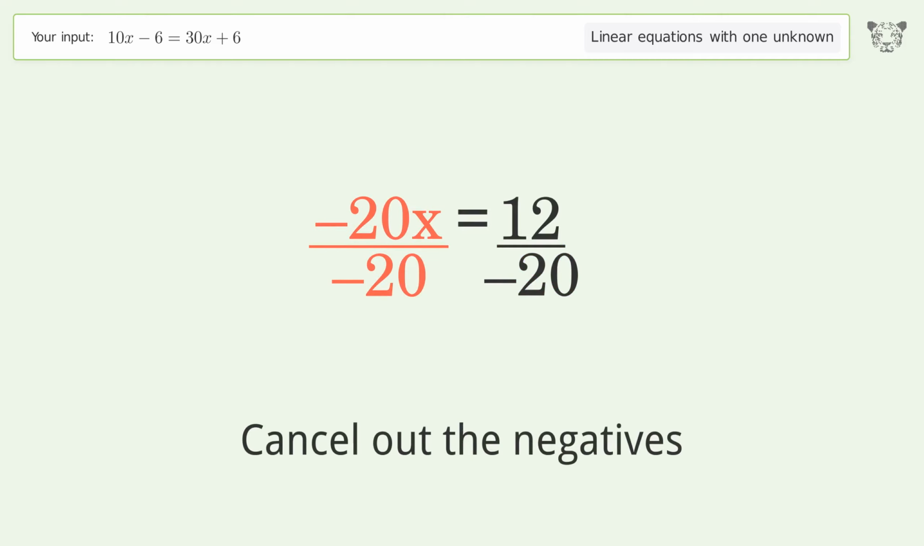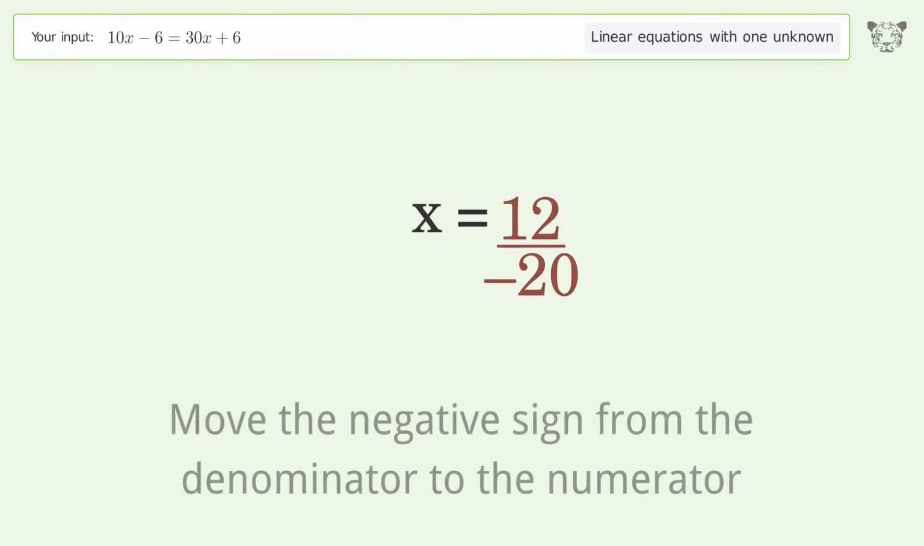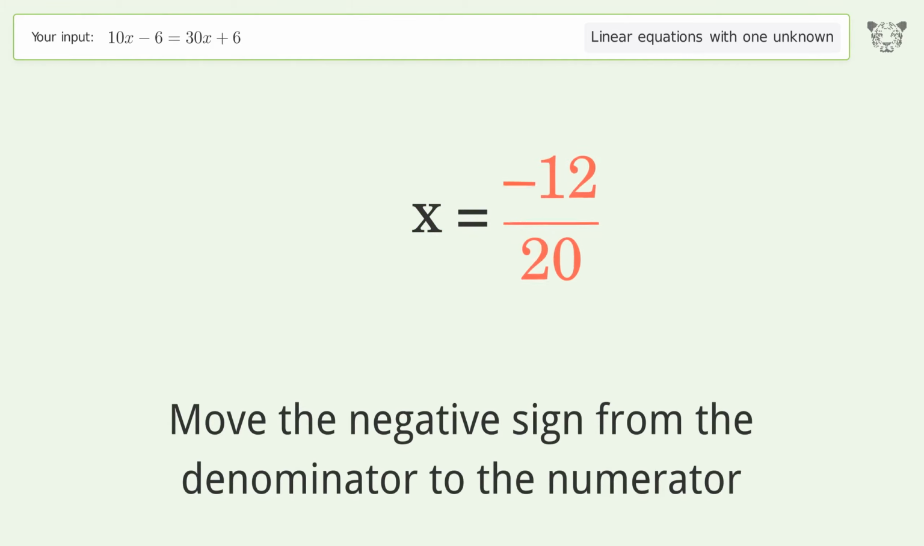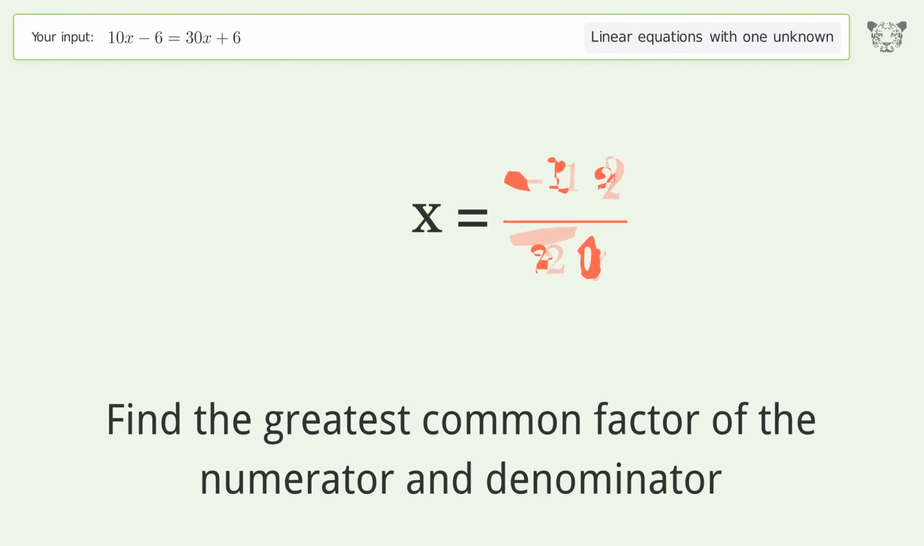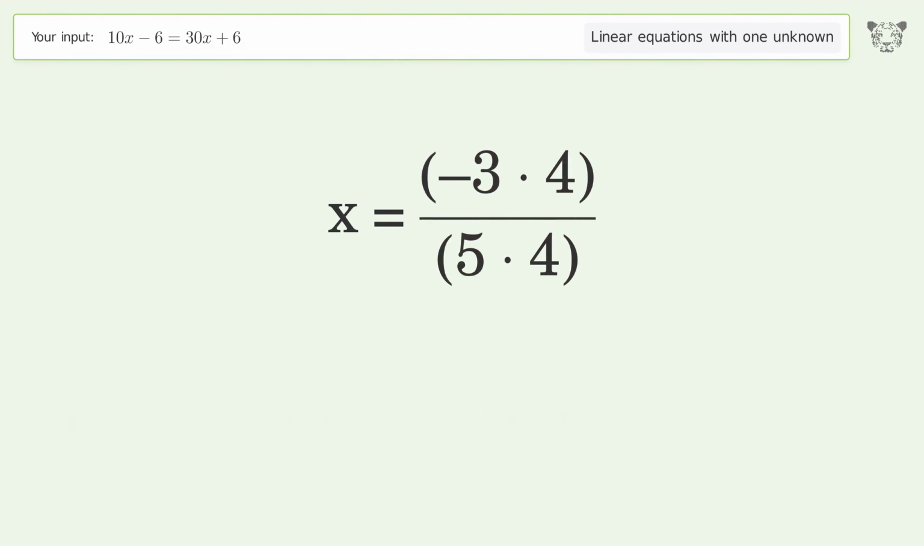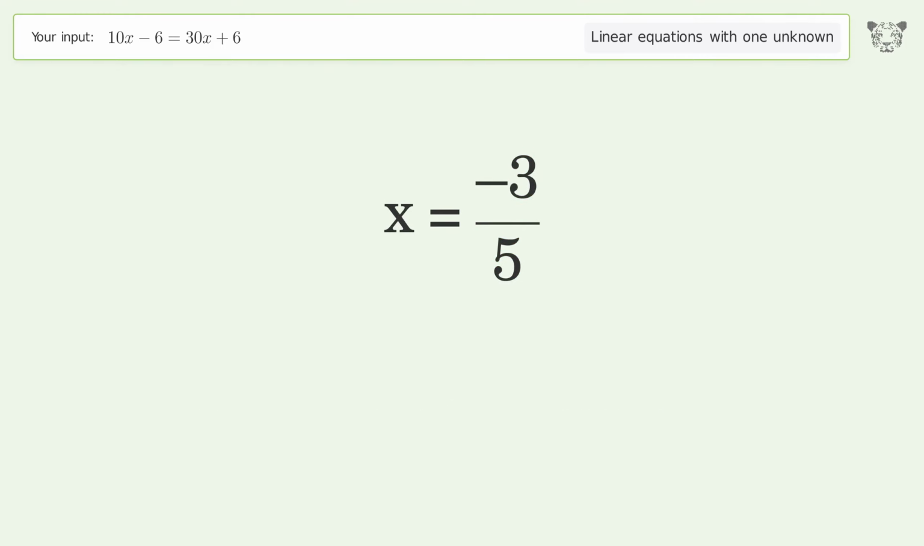Cancel out the negatives. Simplify the fraction. Move the negative sign from the denominator to the numerator. Find the greatest common factor of the numerator and denominator. Factor out and cancel the greatest common factor. And so the final result is x equals -3/5.